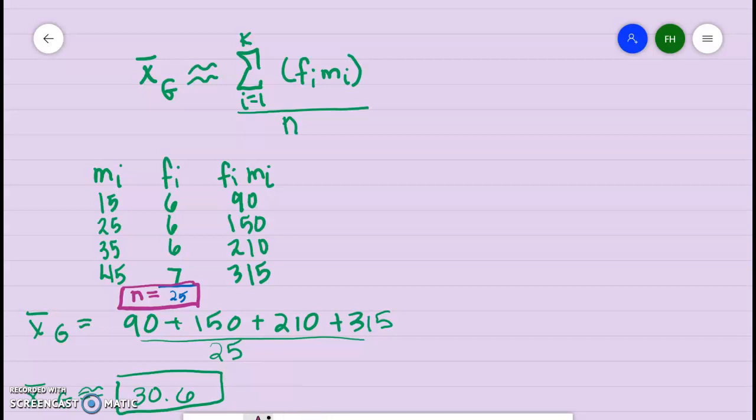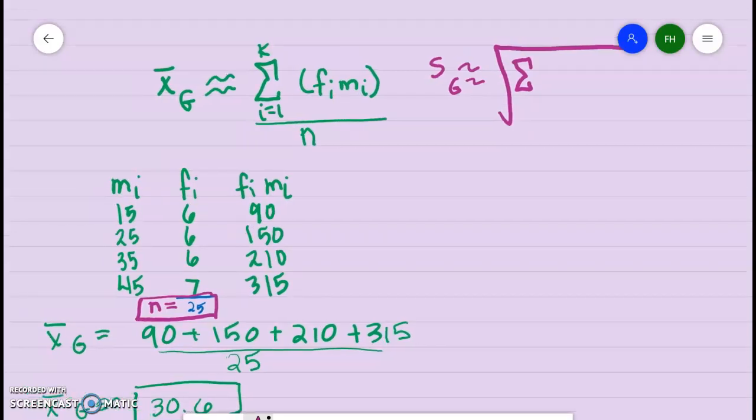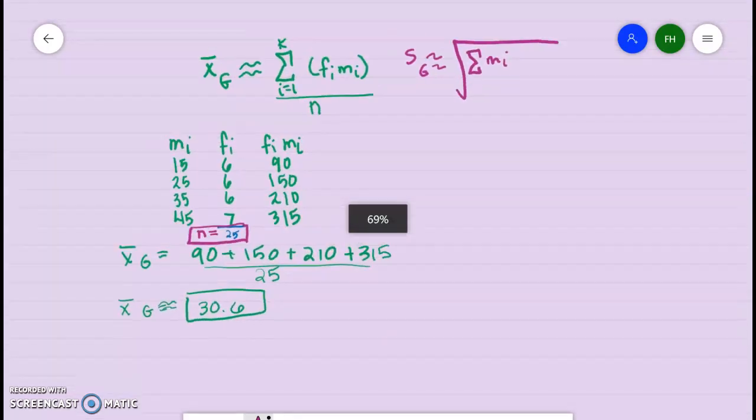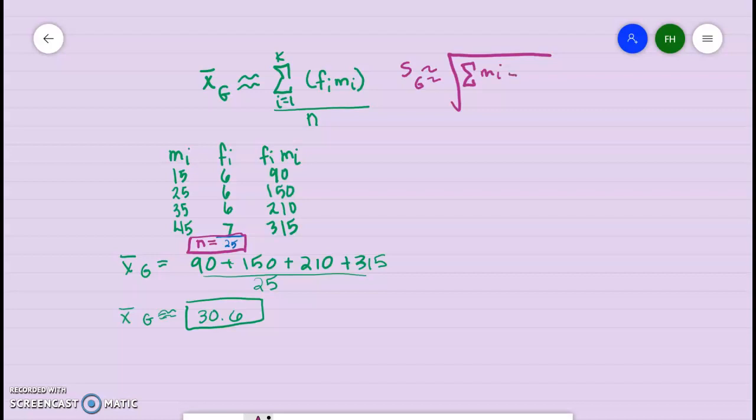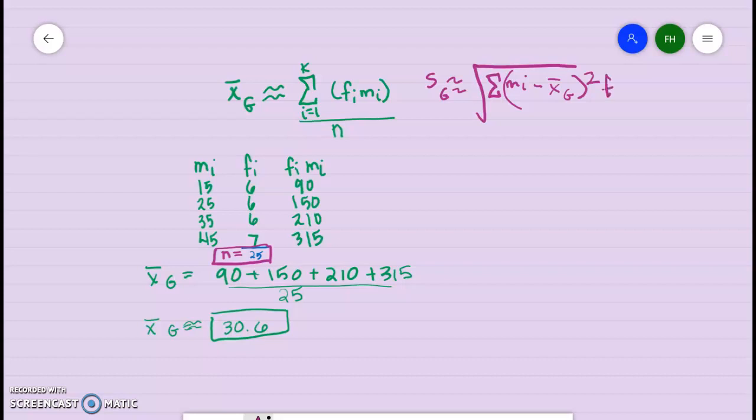Now let's look at the standard deviation for your group data. You're going to do the sum of your midpoint minus your group data mean, and you're going to square that difference. It's very similar to how we would do it without group data. But then you have to multiply it by your frequency and divide by n minus 1.